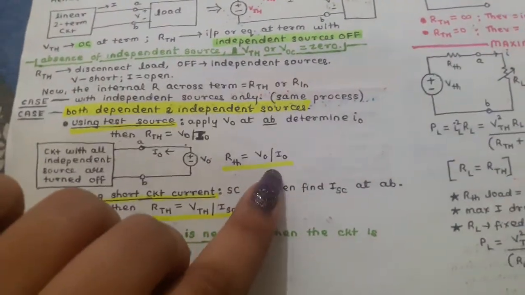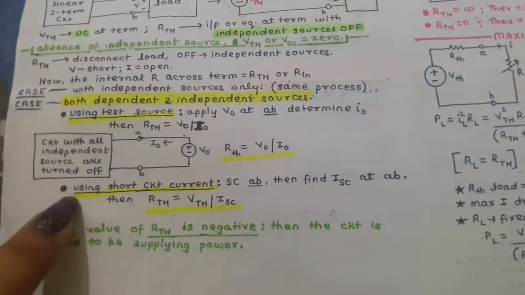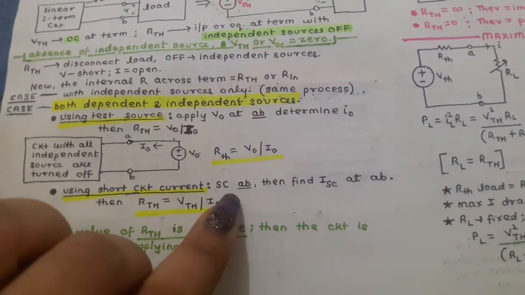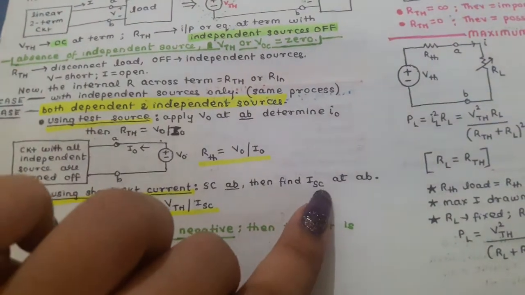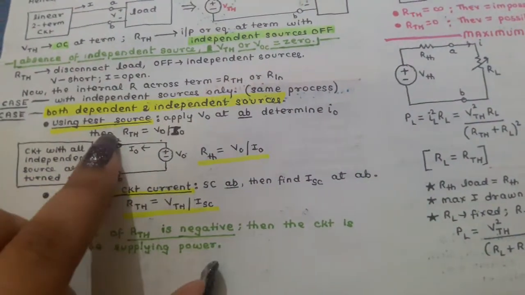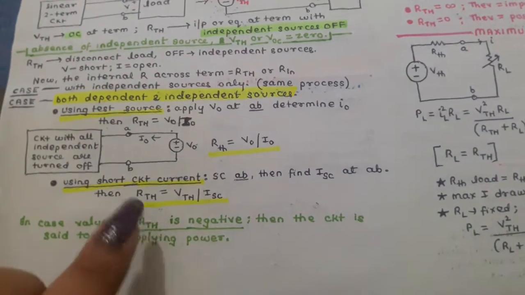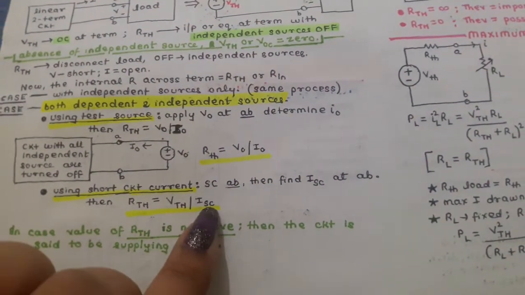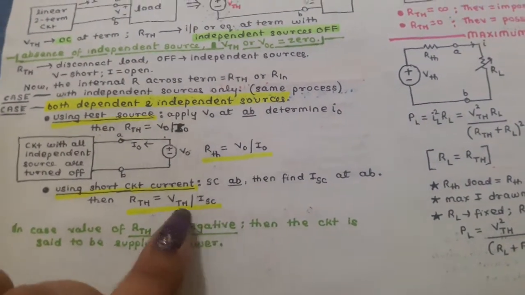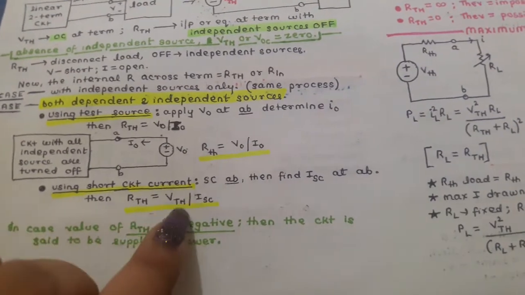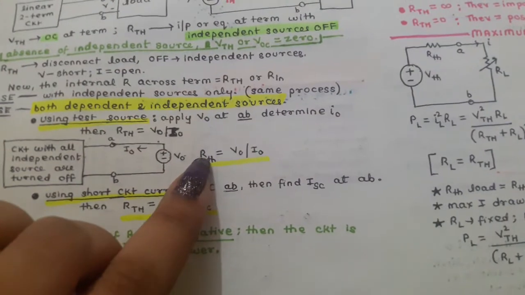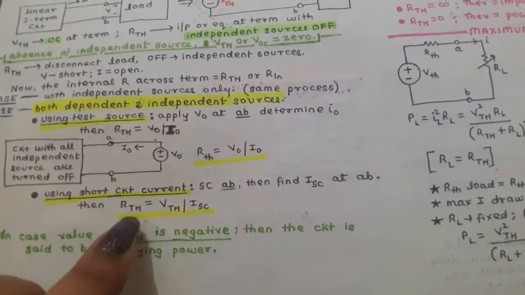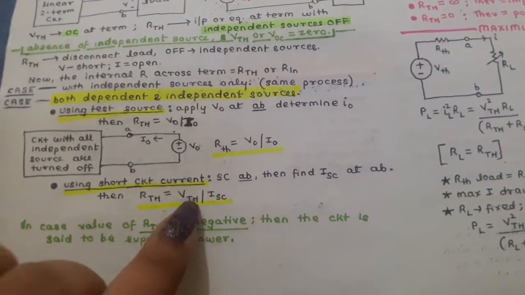Then, when we get the RTH value, we use the short circuit current. We short circuit this AB terminal and then try to find the short circuit current ISC at the AB terminal. Now RTH equals VTH upon ISC. With this process we can find VTH, because earlier we found RTH and we have determined ISC. Now it is easy to calculate VTH.